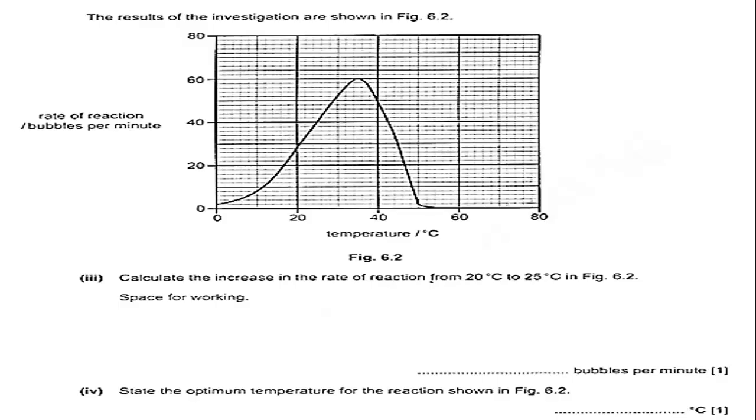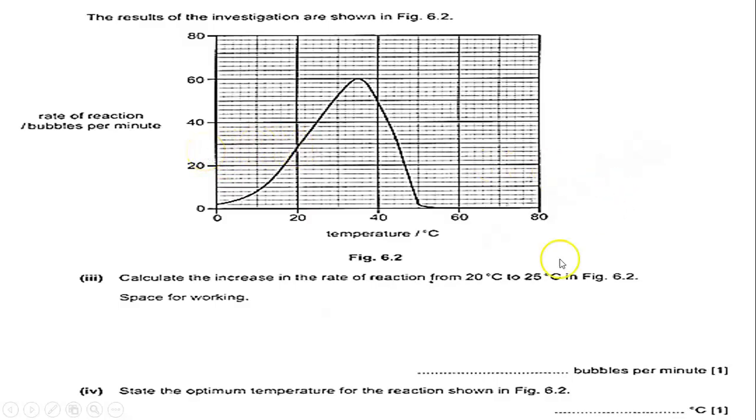Space for working. This is a space provided for working. So first you will see from 20 to 25. This is 20 degrees Celsius. Here you go. It is almost 28 bubbles per minute. How did I know? Because here I have from 20 to 40. So this is 30. So each one of them has 2 bubbles per minute. So this is 22, 24, 26, 28. So it's almost 28 here.